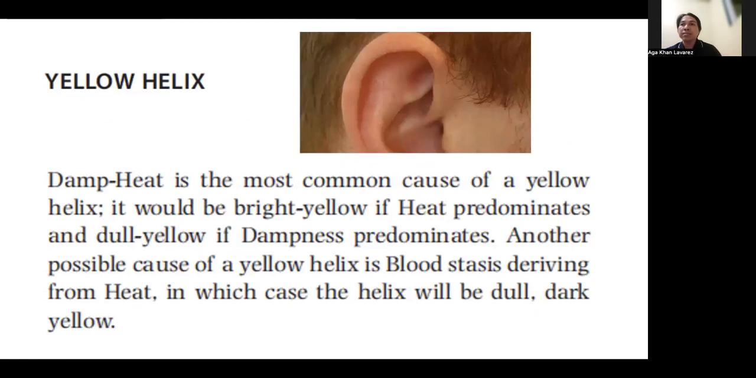Yellow helix. As you can see in the picture, damp heat is the most common cause of a yellow helix. It would be bright yellow if heat predominates and dull yellow if dampness predominates. Another possible cause of a yellow helix is blood stasis deriving from heat, in which case the helix will be dull, dark yellow.